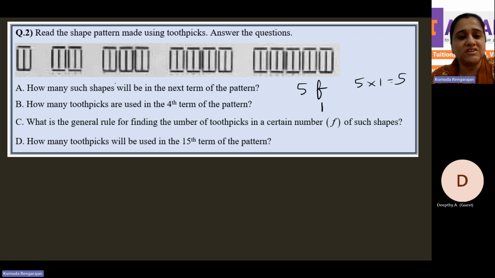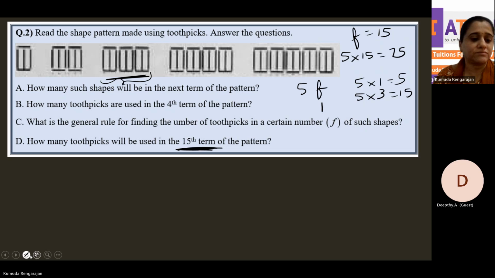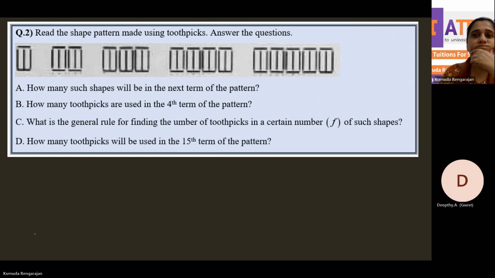If you want the number of sticks in the 3rd term, then you should do 5 into 3. F is 3, the 3rd term. So 5 into 3, 15. They want the 15th term, so F is 15. So 5F, 5 into 15, which is 75. Correct?